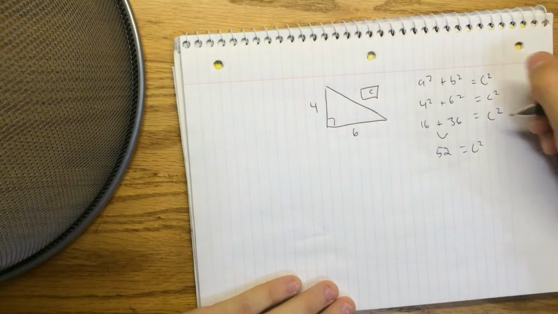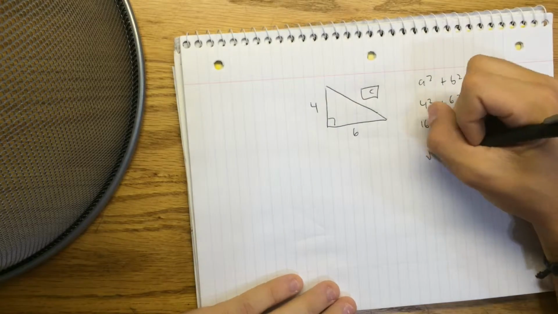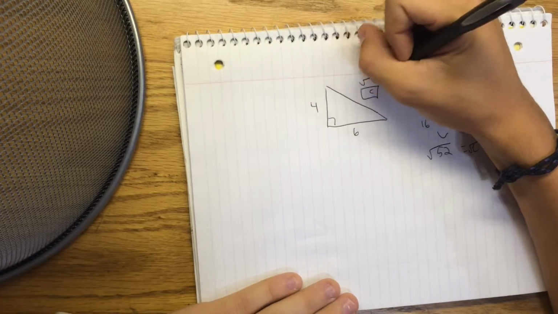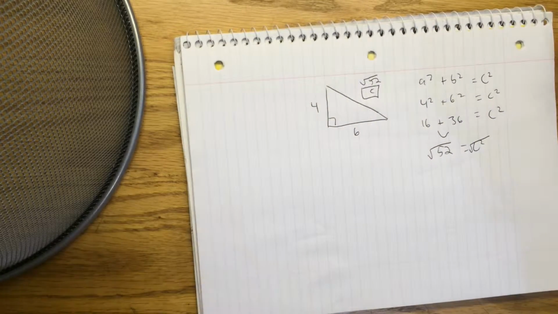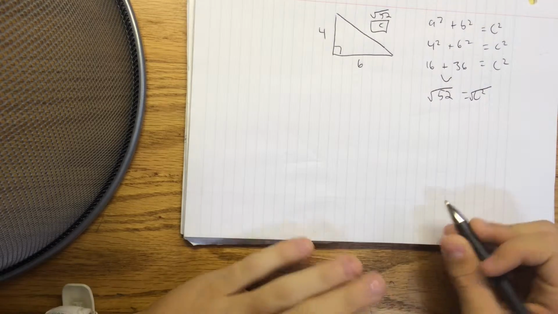Well, how are we going to find c? Since this has an exponent of 2, you want to square root this, and if you're going to do it on that side, you have to do it on this side. So that tells us the hypotenuse length. So the hypotenuse length is square root 52. That's one example.